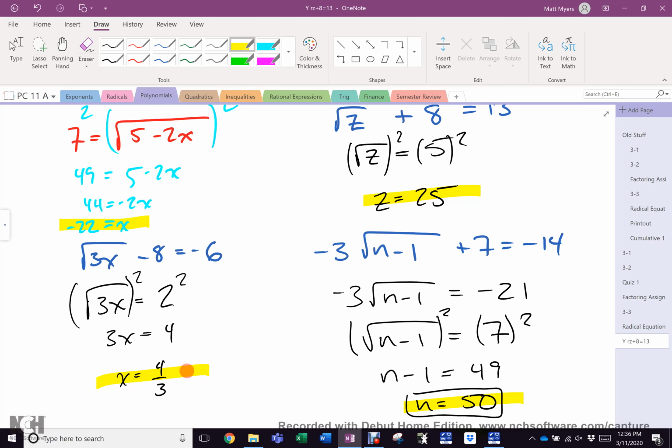Check it. What is 6 plus 19? What is square root of 25? What is 6 minus 2? What is square root of 4? What is 5 plus 2? Are we right? Yeah.